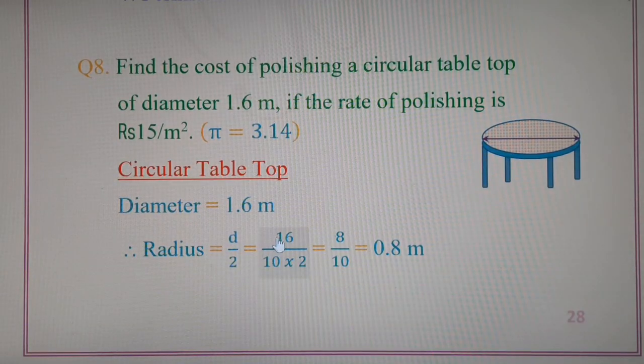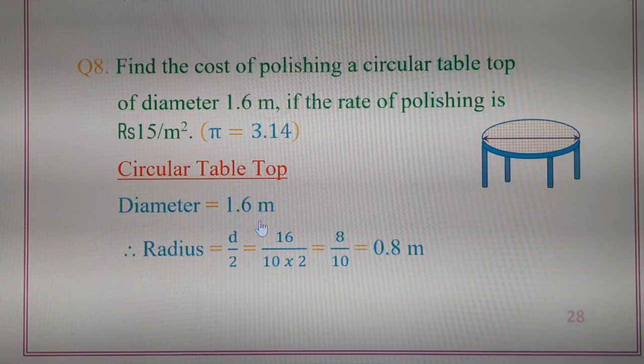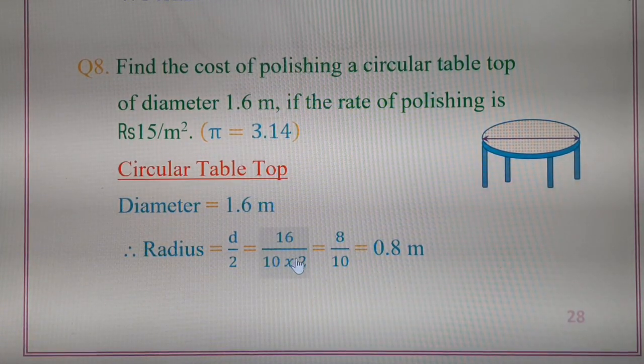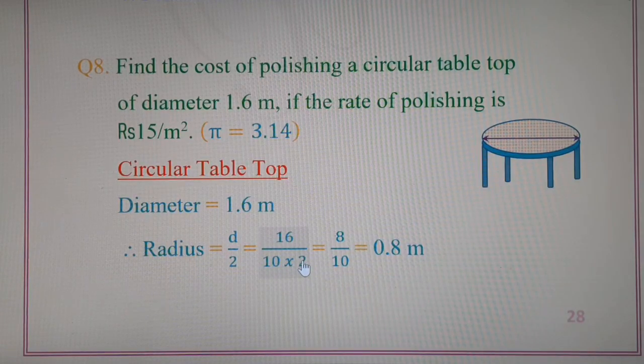Half of diameter means 1.6 divided by 2. So in 1.6 the decimal point is there. We have removed it and put denominator 10. So 16 upon 10 and then divide by 2. But between 10 and 2 we have to put the multiply sign. 16's half is 8. So we can say 8 upon 10.